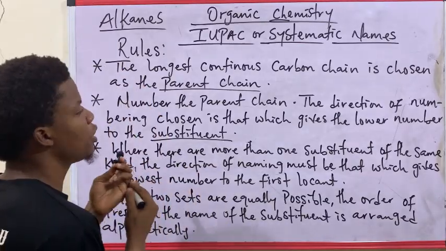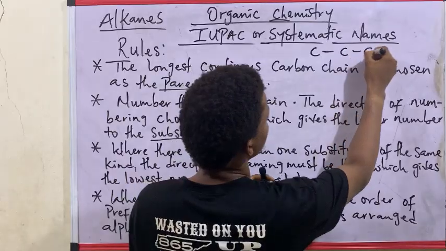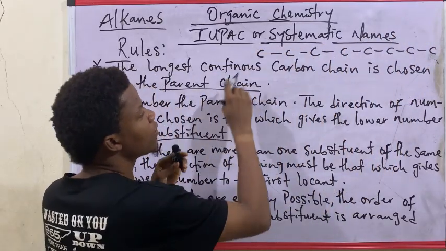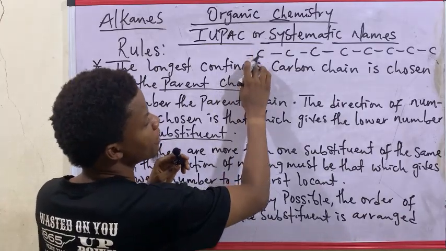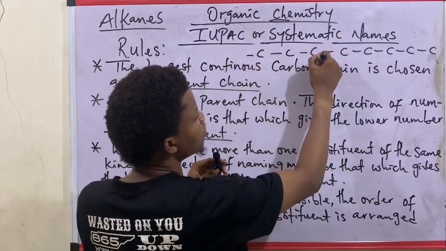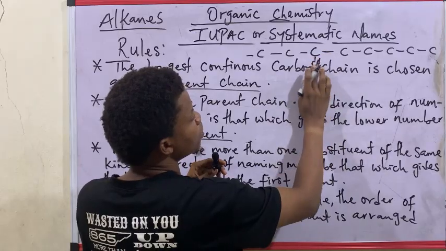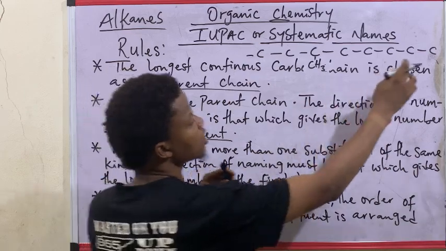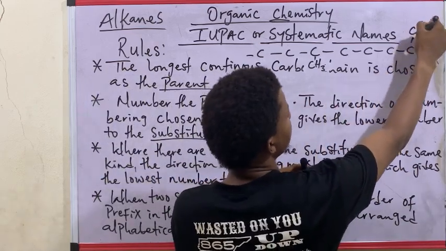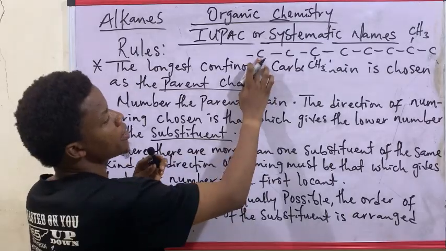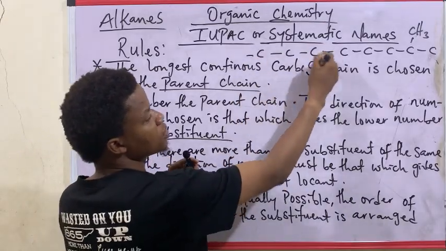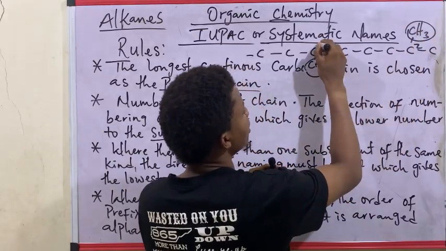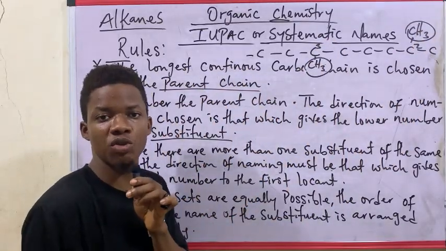So for example, if you look at a chain and you discover that if you start your numbering from this side, your first substituent will be at this carbon. Then you also observe that if you start your numbering from the other side, your first substituent will be here. So from here, we have 1, 2, 3. Your first substituent is on carbon 3. From this side, your first substituent is on where? Carbon 2. Here it is on carbon 3. So which direction of numbering will you now use?